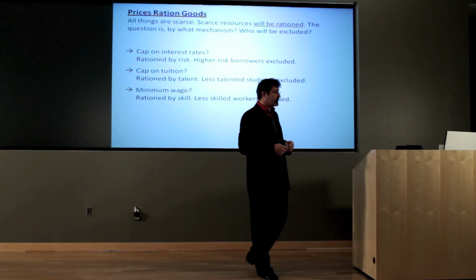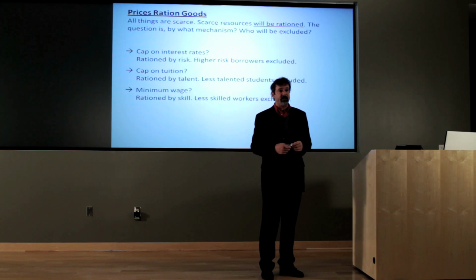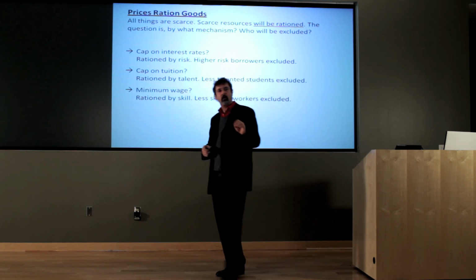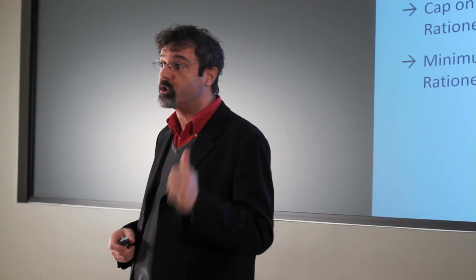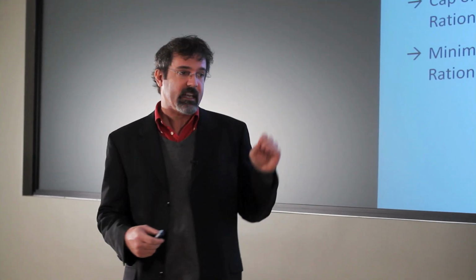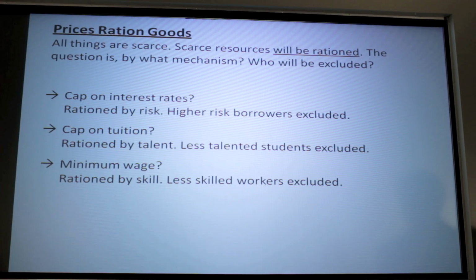Everything is scarce. Scarce resources will be rationed. The question is, by whom and using what mechanism? And more importantly, who is excluded in the rationing? If we put a cap on interest rates, credit will be rationed by risk. The people who will be excluded are the high-risk people. If we put a cap on tuition, college admissions will be rationed by talent. The people who will be excluded are the less talented students.